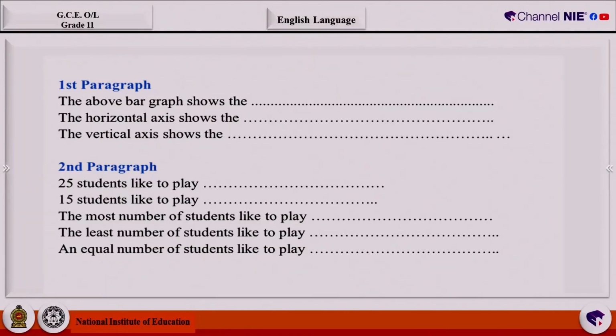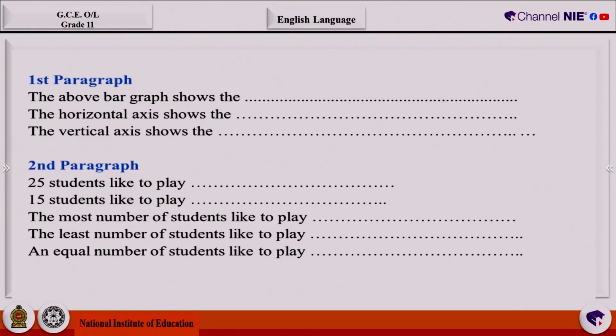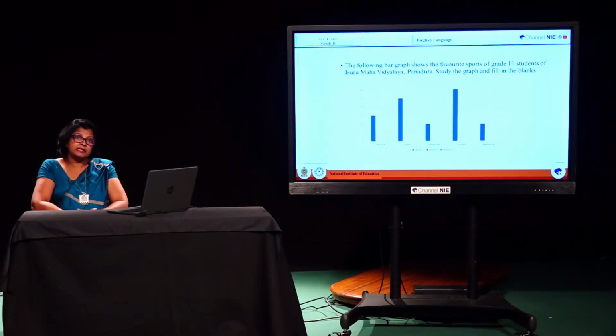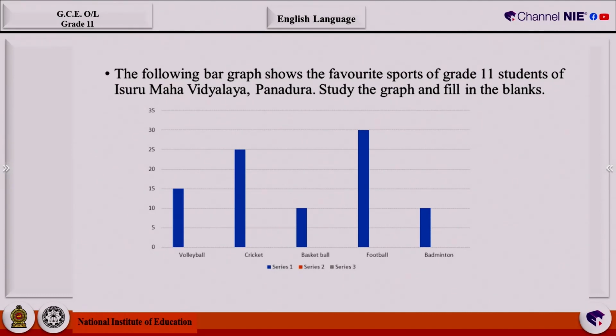Then you can write the information that we read from the given bar graph. For example, we can start with some numbers. 15 students like volleyball, 25 students like cricket, 10 students like basketball, 30 students like football, again 10 students like badminton. And then you can talk about the highest number and the least number. The most number of students like to play football, and an equal number of students like to play basketball and badminton, because both of these sports are loved by 10 students each.